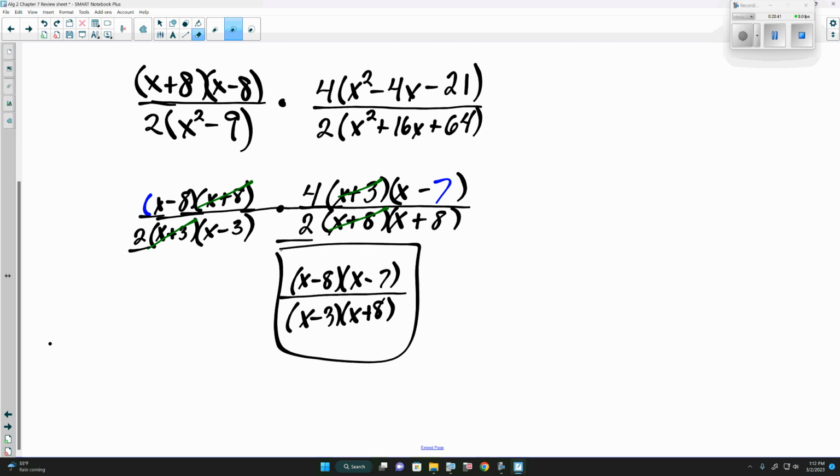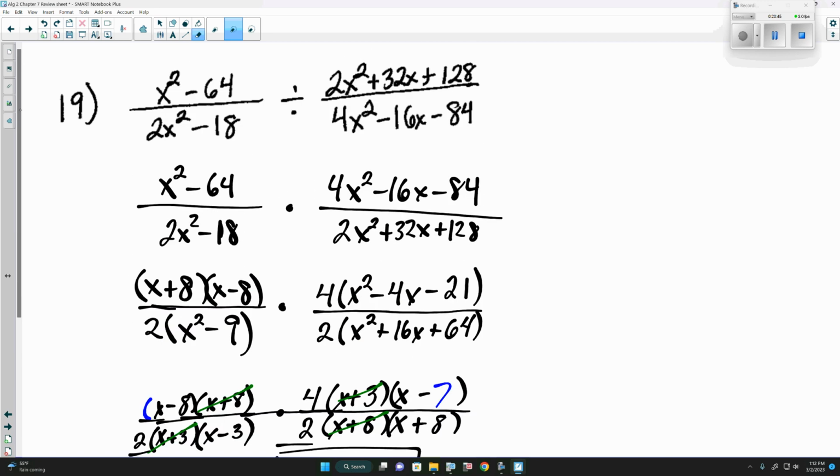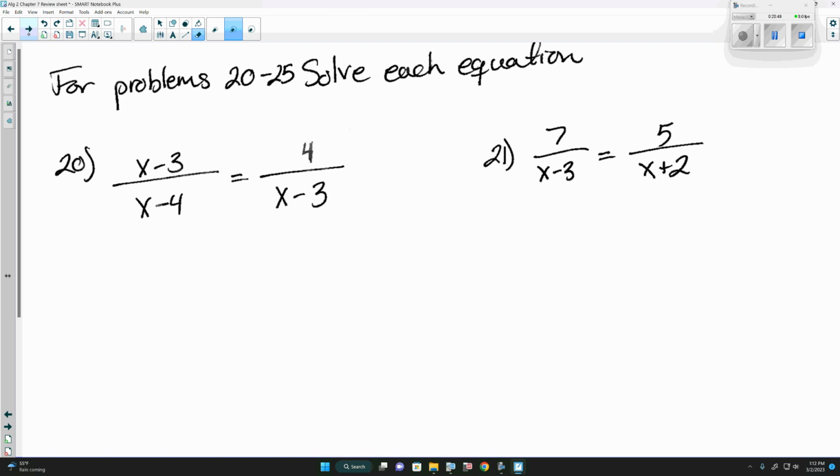Questions on this here? We good with division? Solving. 20 or 21? 20.